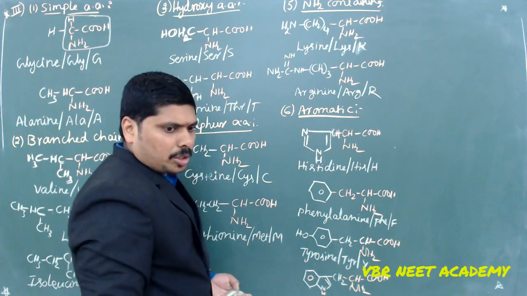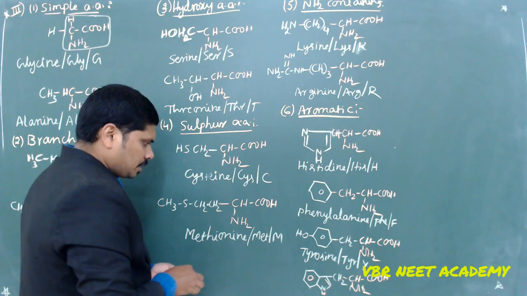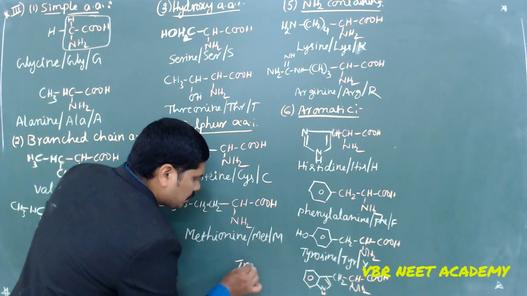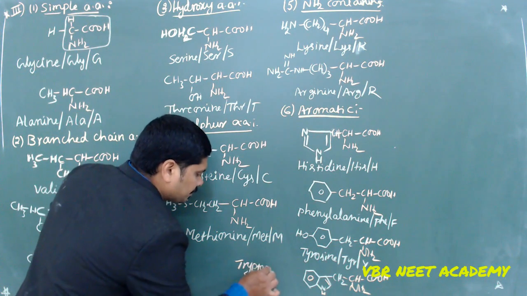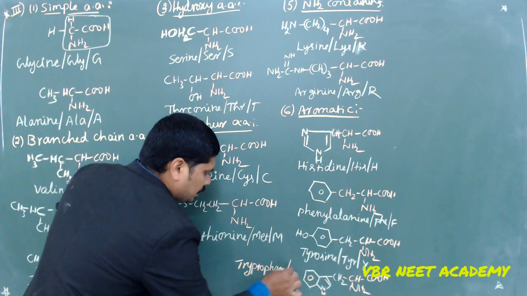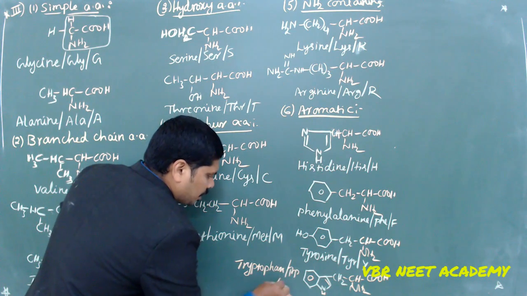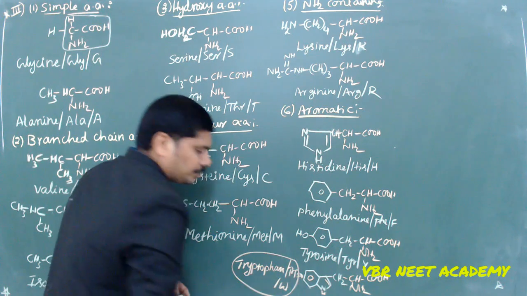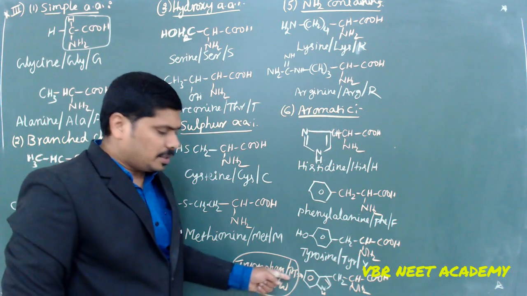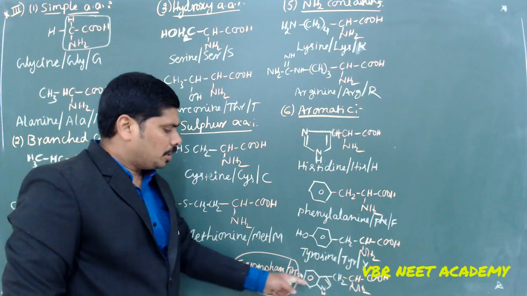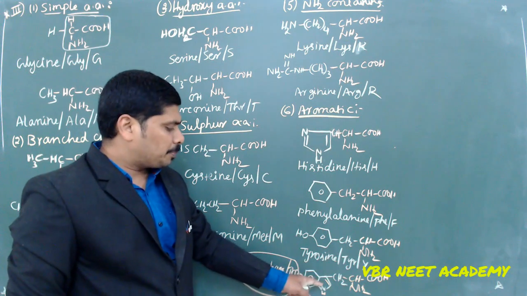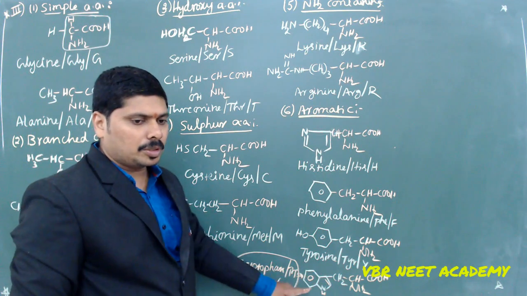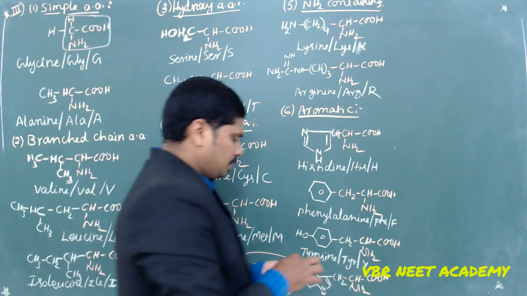This is the indole group. This is called tryptophan. TRP, W. This is going to be tryptophan. TRP, W will be the name of this tryptophan compound. Okay. And next one.